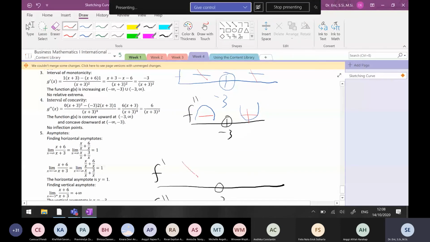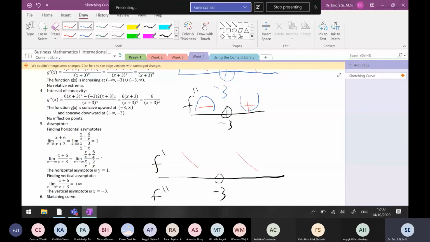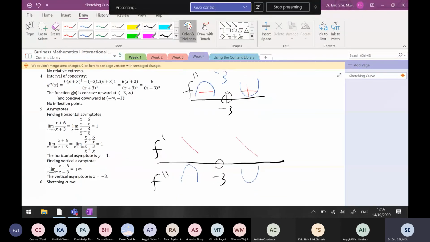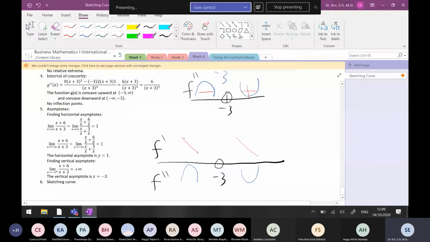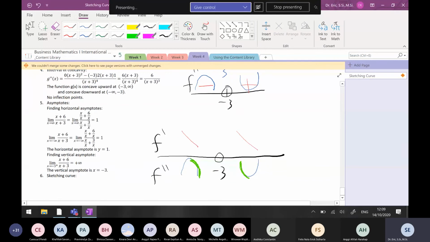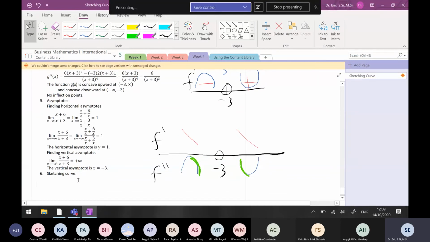What about the concavity? Concavity will give you this one and this one. In summary, I can summarize this. Going down but concave downward, so it should be this. Going down, concave upward will give you this. Okay, yeah? So I can now graph qualitatively.